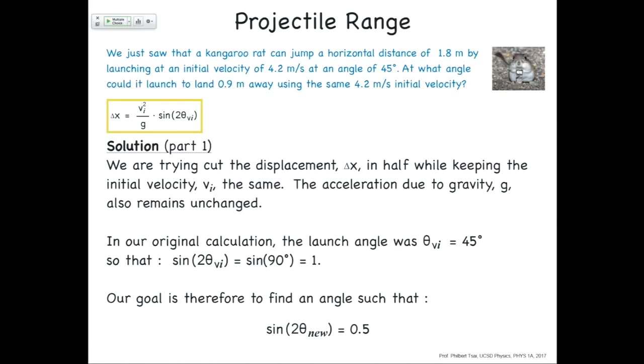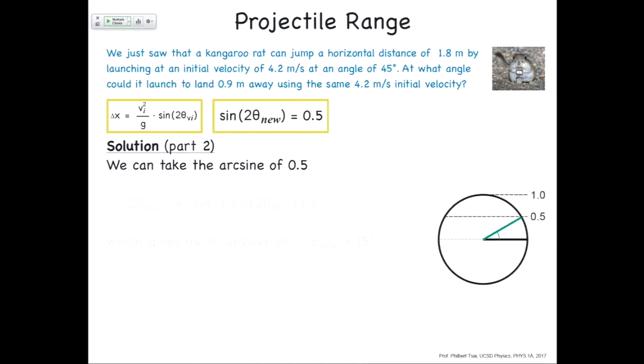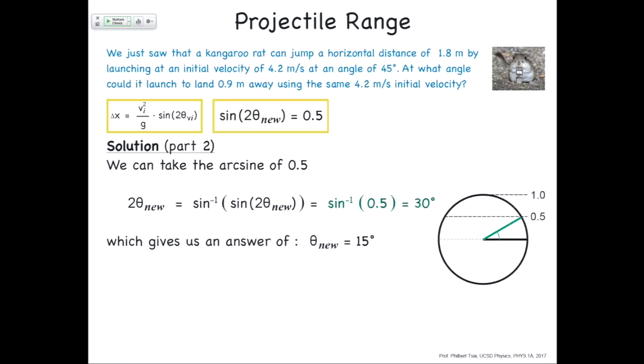And we can take the arcsine of 0.5, and we find that is going to equal 30 degrees. So inverse sine of 0.5 is 30 degrees. I'm sorry, really need more sleep. Inverse sine of 0.5 is 30 degrees, but 30 degrees represents 2 theta new. So theta new is half of this angle, which is 15 degrees. Okay?